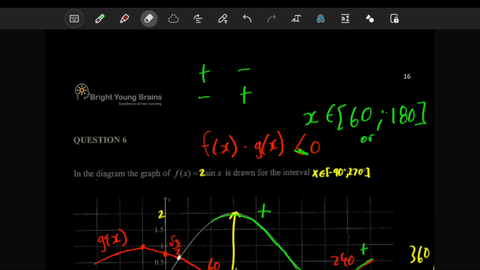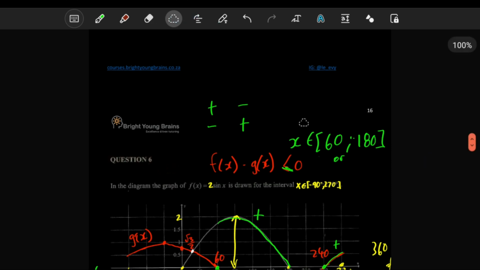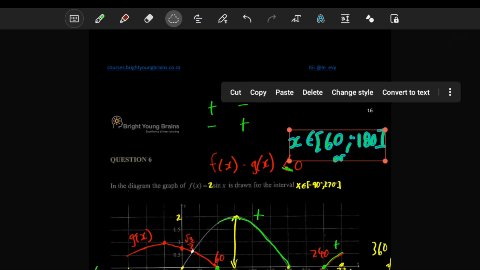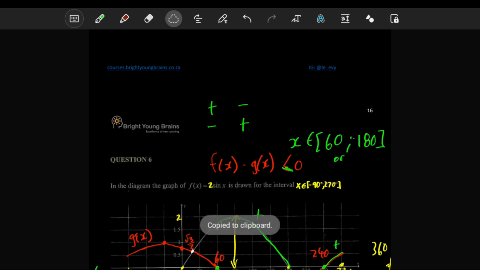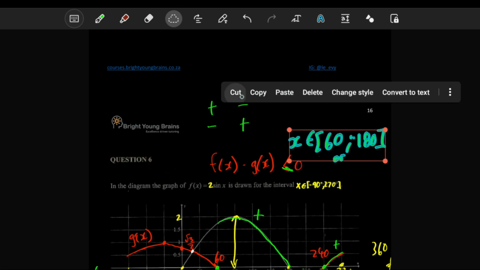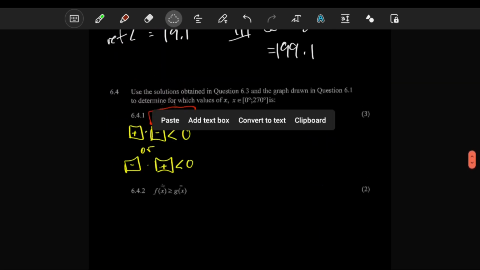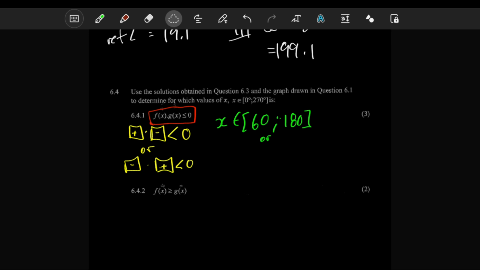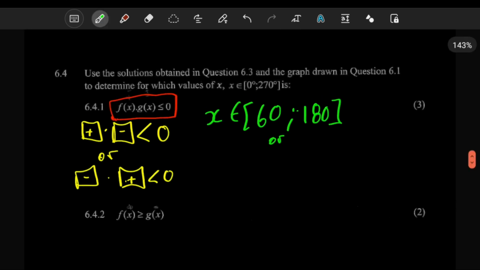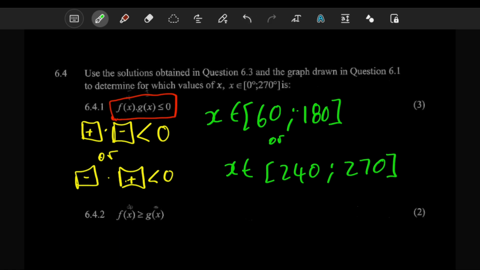Let me take this down there again, because we are done here. We just wanted to see the sketch. So let's cut it and throw it down here. Our answer, we said, is this, or from 240 to 270. So or x is an element of 240 until 270. There we go. That is good. It's a 3-mark question. That's how you work it out.